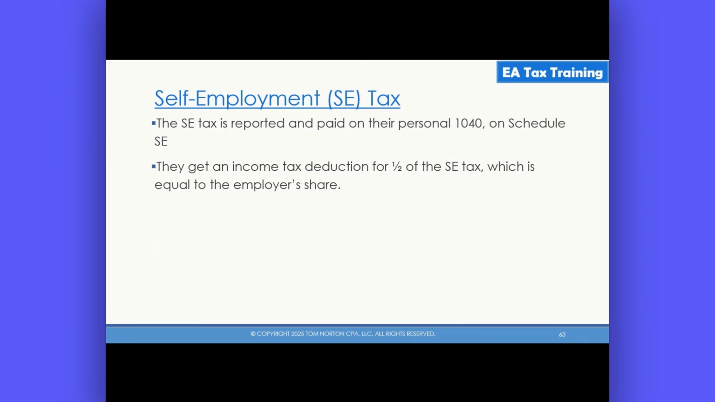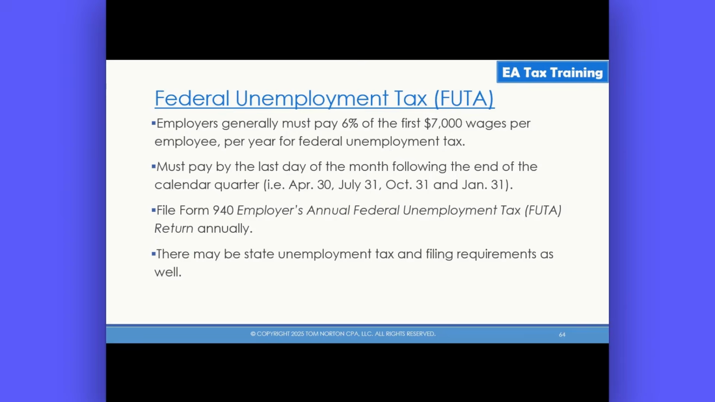It's an adjustment to income for 1/2 of their self-employment tax paid, which represents the employer's share. So it's putting the self-employed individual on the same footing as a business, because a business gets to deduct half of the Social Security and Medicare that they pay on their employees. And so this is allowing the self-employed individual to do the same.